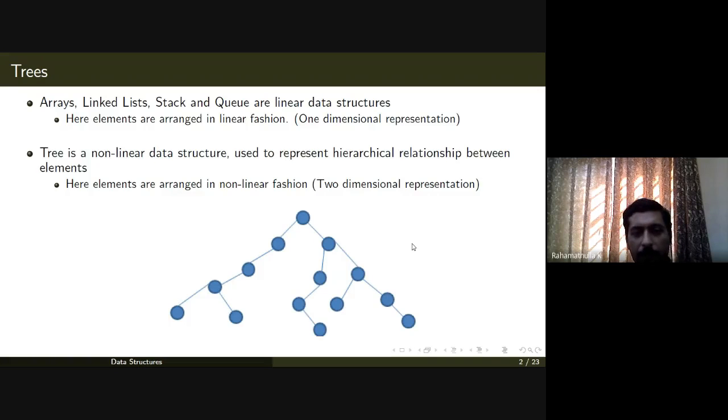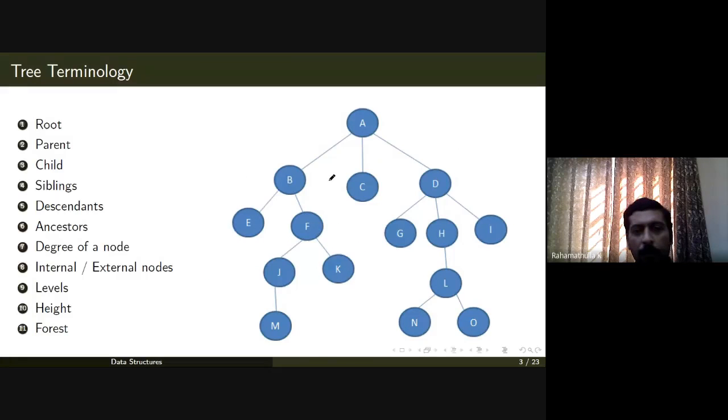In the case of a tree, the elements are arranged in a nonlinear fashion, or in a two-dimensional representation. For example, in this given tree structure, you can see that there is some two-dimensional relationship between the elements. To make it simple to understand, let's take labeled data.